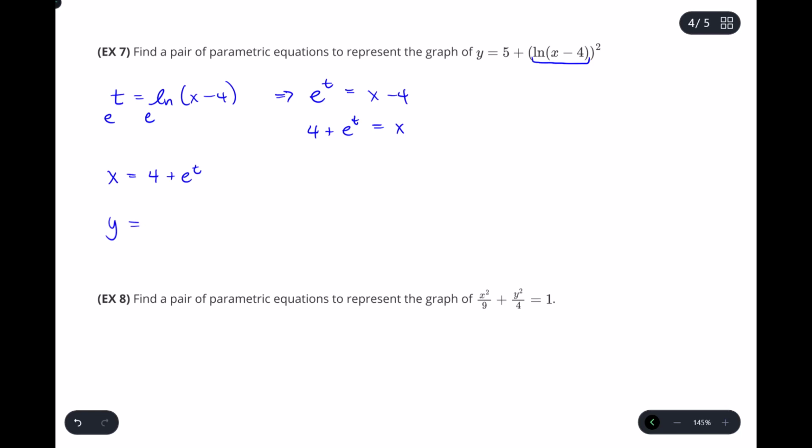So now I have something for x, and y is just going to be what I chose for t plugged in. So 5 plus the natural log of x minus 4 was equal to t, so I can plug that in. So I would have 5 plus t squared. So both of these equations are a bit more simple than what we started with, which is nice.